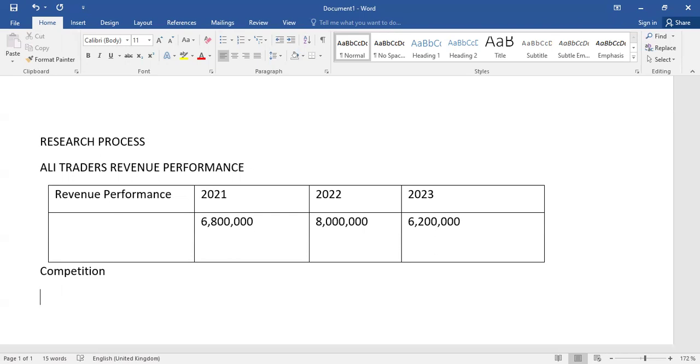Number two, maybe we can talk about a problem of motivation. Maybe the staff are not motivated. That's another factor that can cause our revenue to decrease. If the staff are not motivated, they may not be working harder for the interest of the company. So if there's a problem of motivation, obviously it can lead to a reduction.